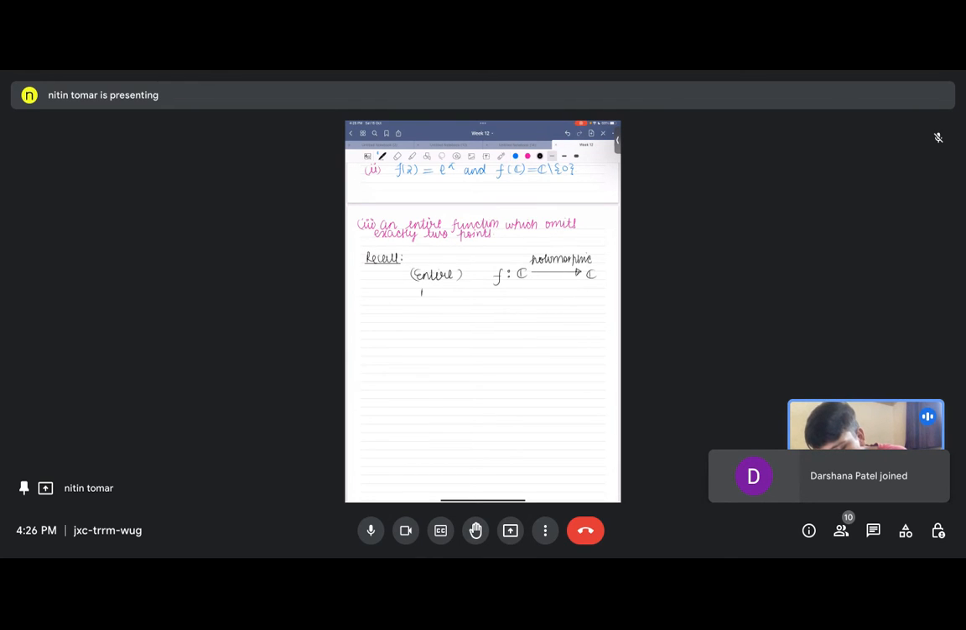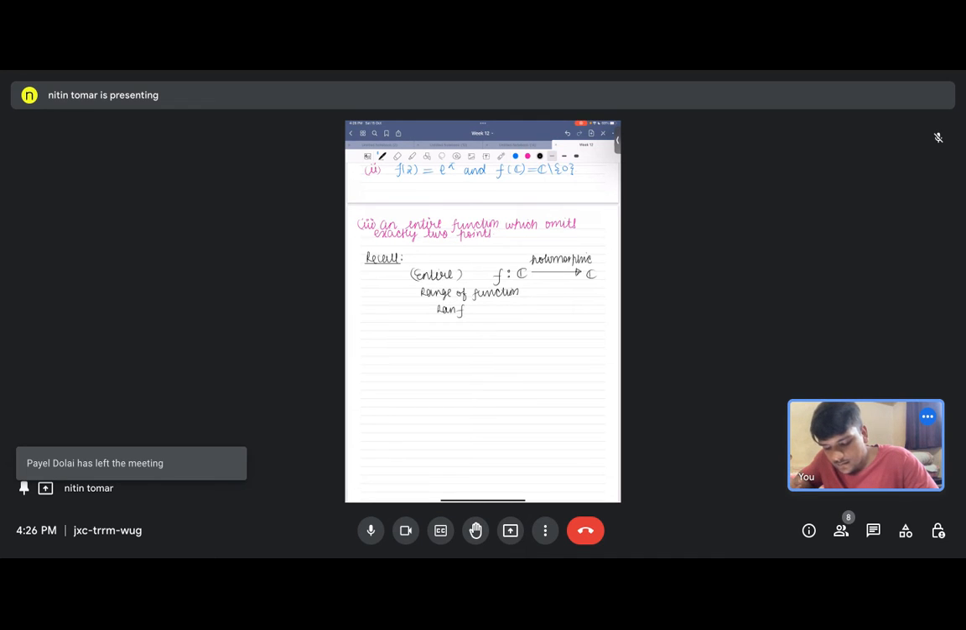Now, how do you define range? What is range of this function? By definition, range of function is denoted by range f. How do you write it? All of the values taken by f, right? Yes, basically f of c, right? This set. Now, what does Picard theorem say?